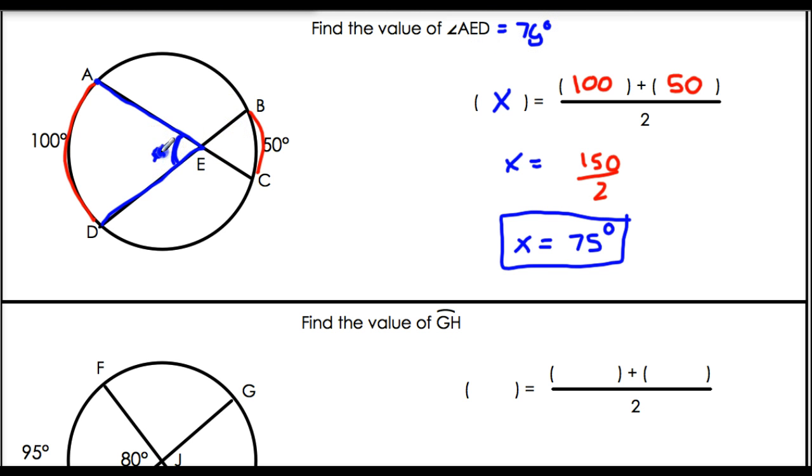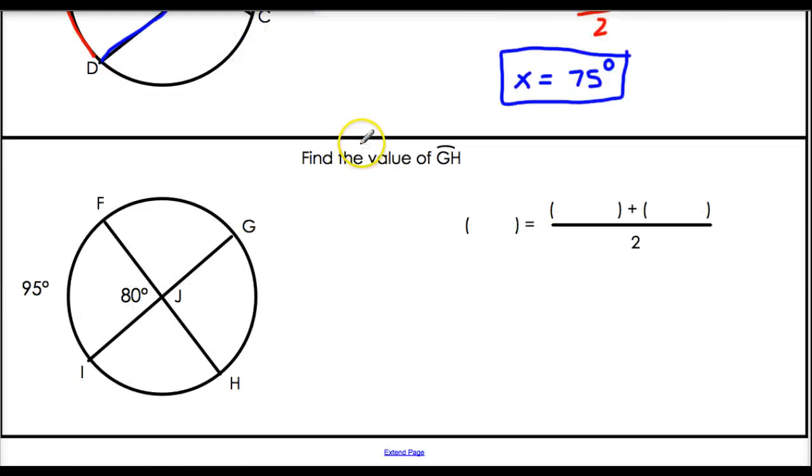75 degrees. And by the way, these are vertical angles, so I could do that for either one of these. This angle is also 75 because these are vertical. All right, so both angles are 75, but I'm only looking for AED, which is 75. So it's that simple. I just took the average of the two arcs. Let's try this again, okay? But this time it's a little different.